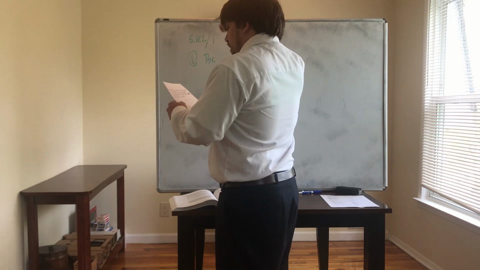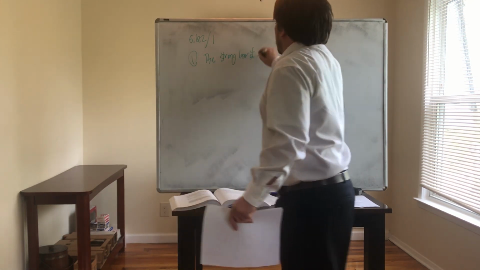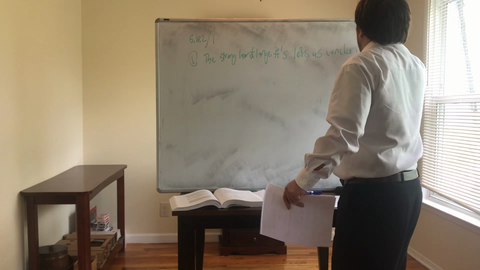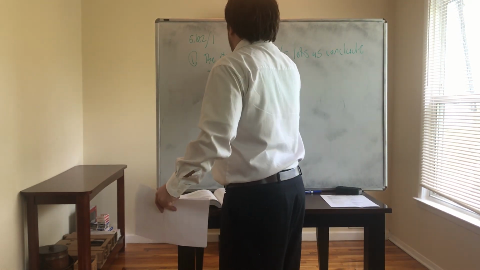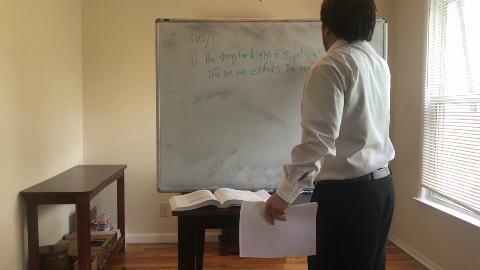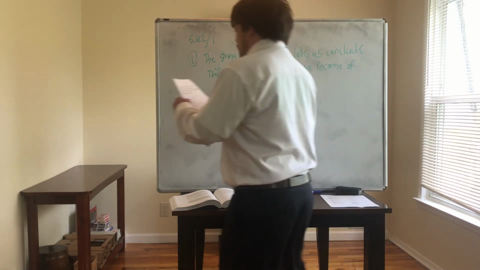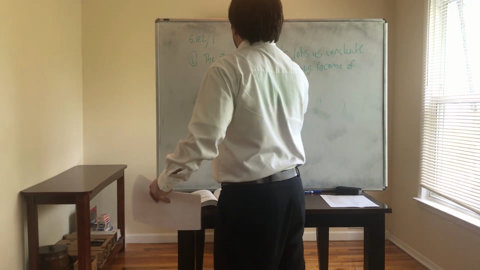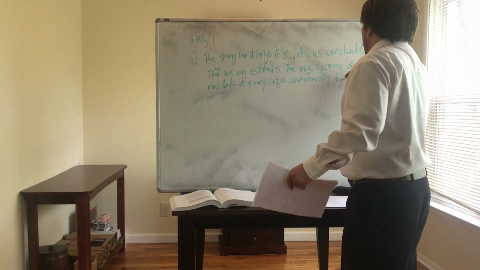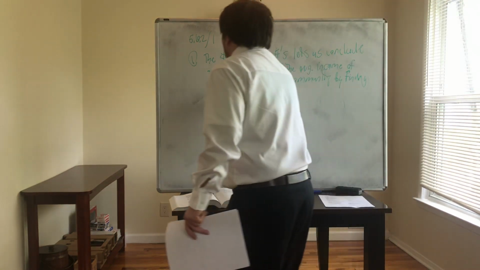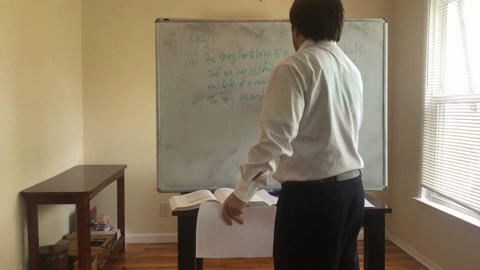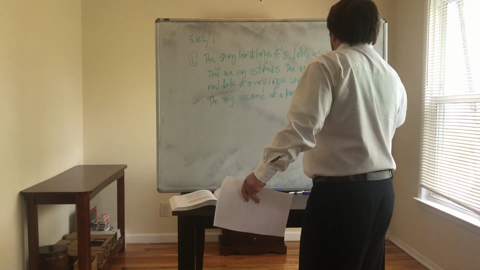So for number 1 on this page, the strong law of large numbers lets us conclude that we can estimate the average income of residents of a very large community by finding the average income of a very large subset of these residents.